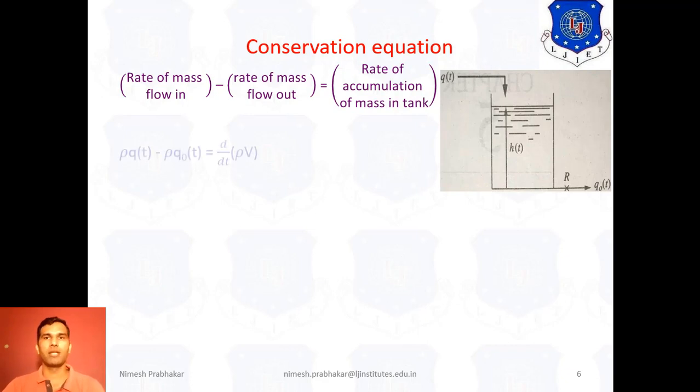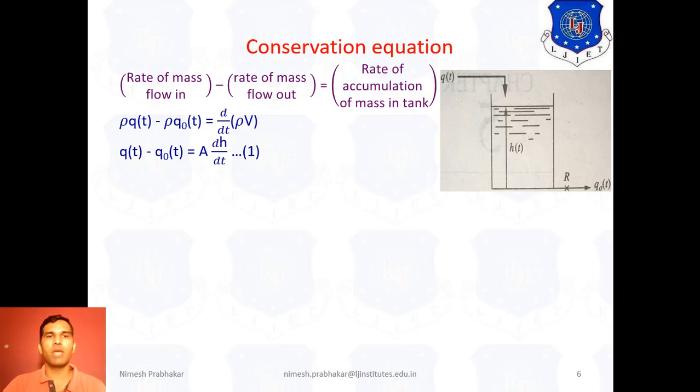So the rate of flow in is equal to rho into Q(t), the rate of flow out is equal to rho into Q0(t), and the rate of accumulation is nothing but d/dt of rho into V. But we know V is equal to A into H. So we can write this equation as Q(t) minus Q0(t) is equal to A dH/dt. Now, from equation number 0, the value of Q0 is put in this equation.